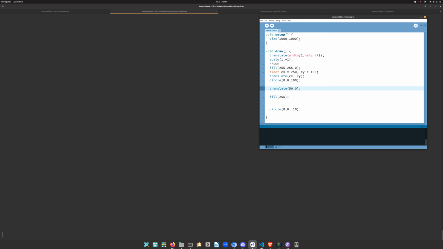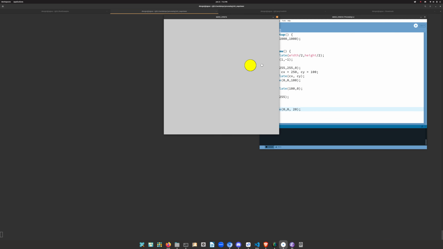So it's melting. All right, so now I'll translate so it's a little bit further away. It's 100, and I'll make it a little bit bigger, make it 20, just so you can see it better. Okay, so now we have something that looks like a cartoon-like solar system.